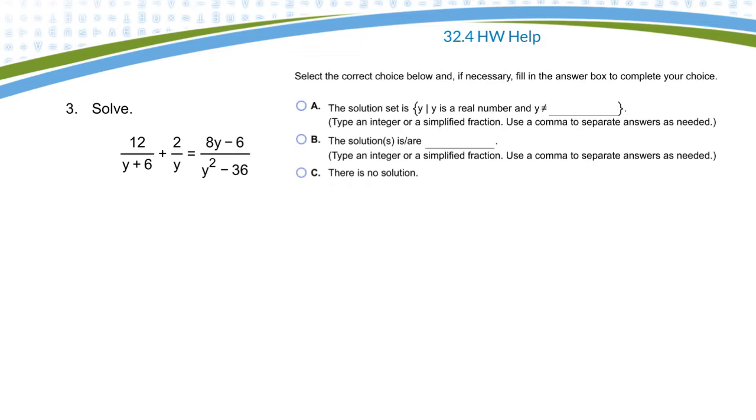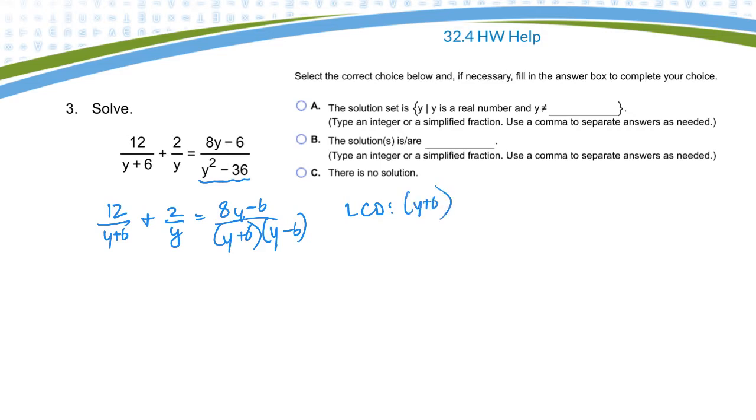Question 3. Ooh, they're upping the ante a little bit. So first I'm going to need to factor that. So let's leave everything as is. So 12 over y plus 6 plus 2 over y is equal to 8y minus 6 over, that's the difference of squares, so y plus 6, y minus 6. That's a 6. So lowest common denominator, I need a y plus 6 in there. I need a plain y, and I have that already, y minus 6. So that'll be my lowest common denominator.